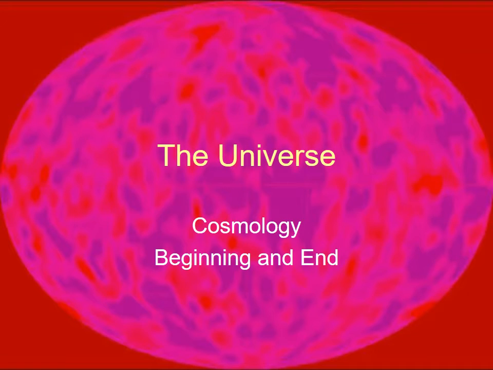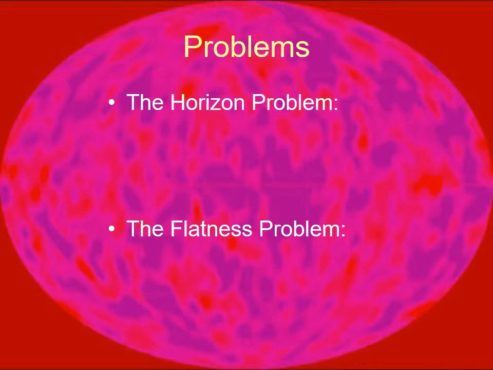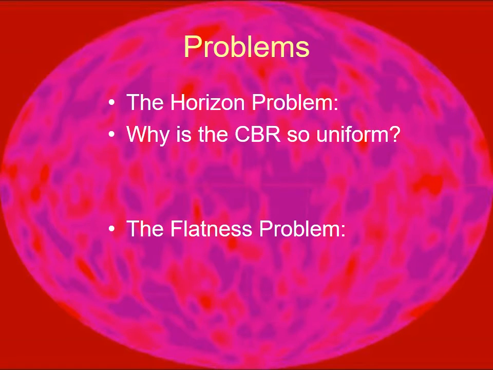In our previous slides, we introduced the idea of two major problems, the flatness problem and the horizon problem. So let me explain these two. Horizon: why is the cosmic background radiation so uniform?